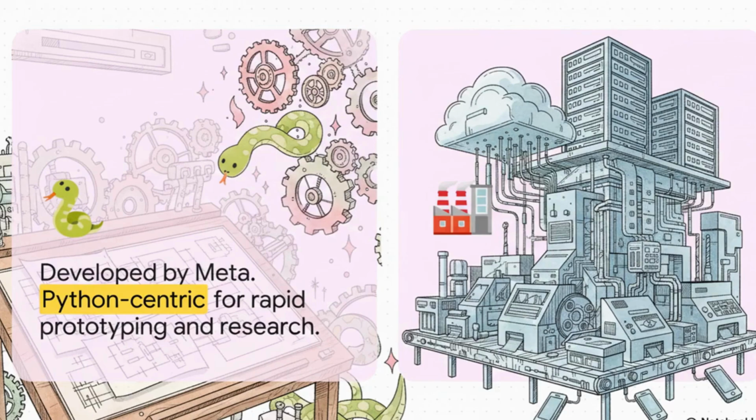On the left side, we've got PyTorch, which was developed by Meta. Notice the key traits here. It uses a Python-centric approach with dynamic computation. That makes it absolutely ideal for rapid prototyping and research.